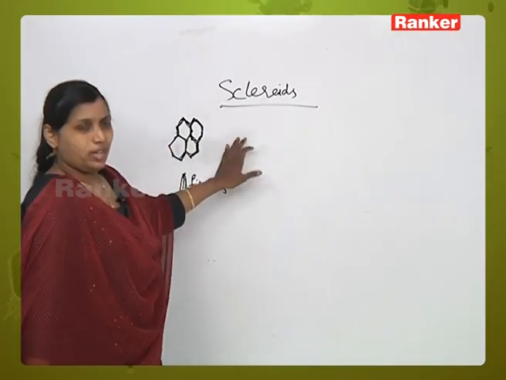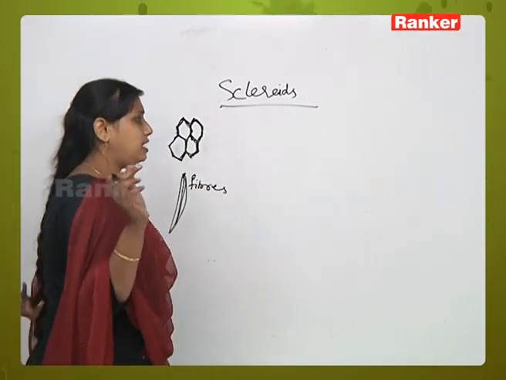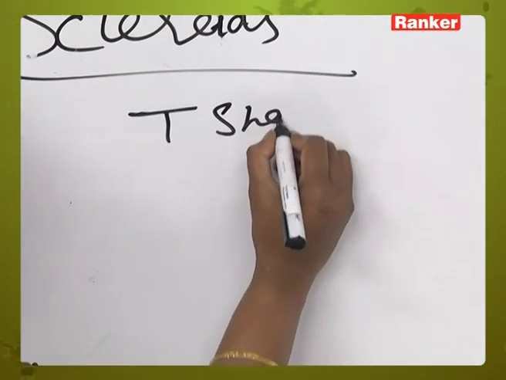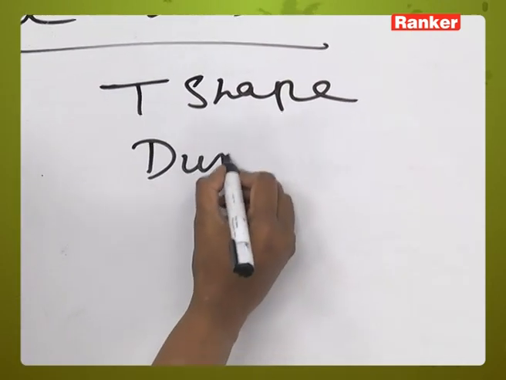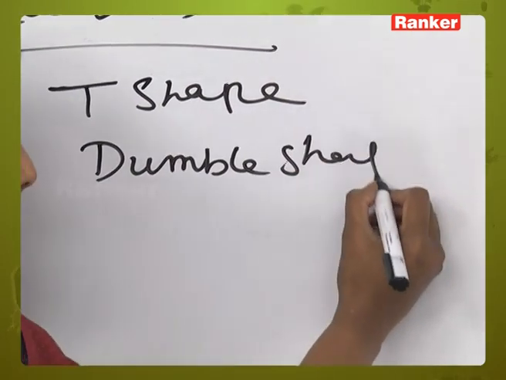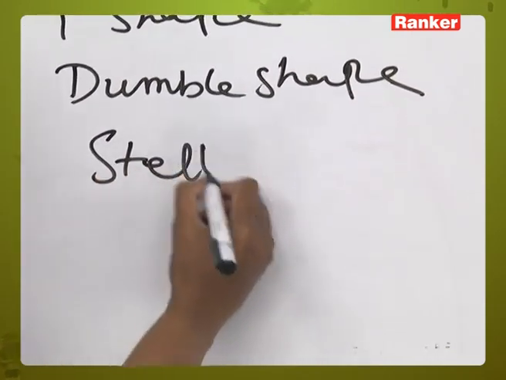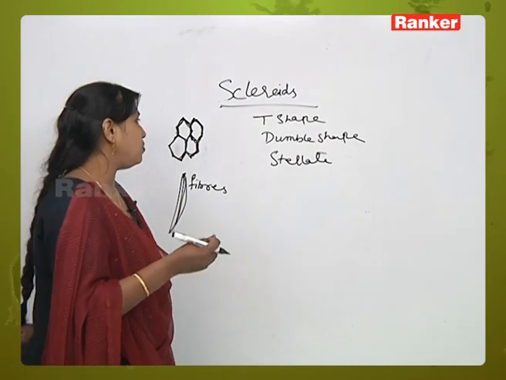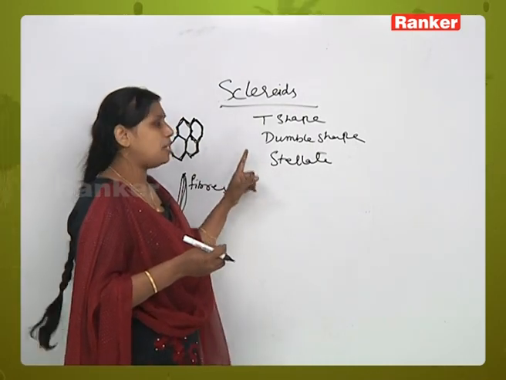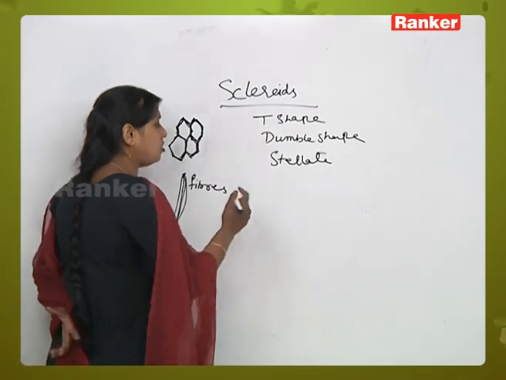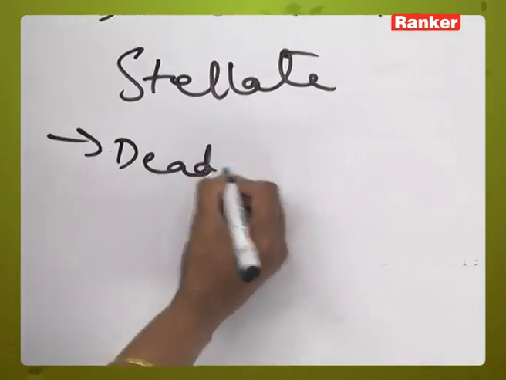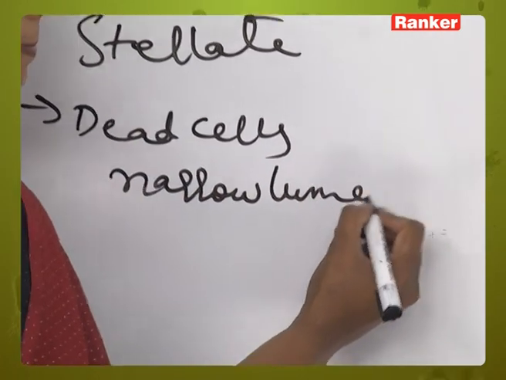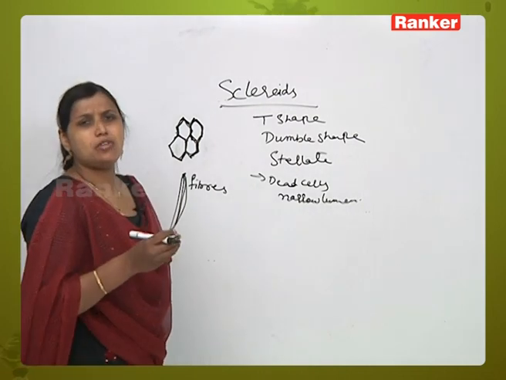Okay. What are sclerites? These are extremely thick walled cells, and they may be stellate shaped, T-shaped, or dumbbell shaped. These are extremely thick walled sclerenchymatous cells, and these are also dead cells with narrow lumen. And normally these are found in the walls.